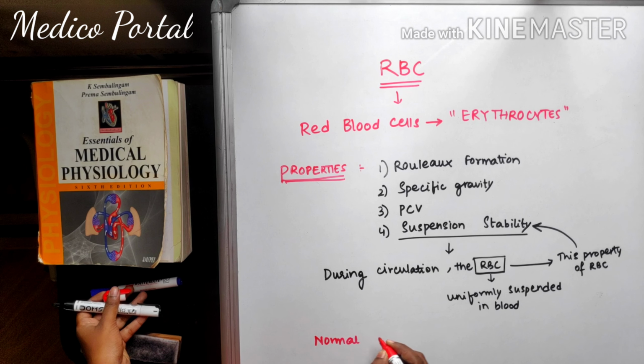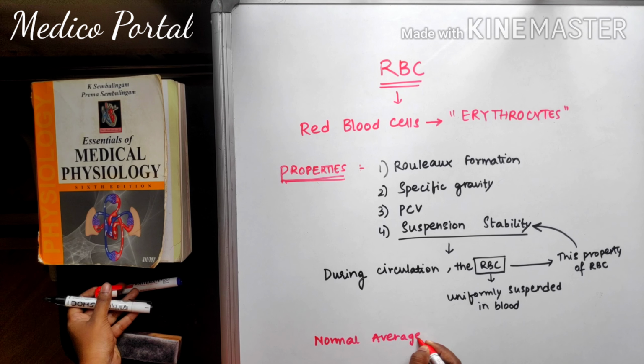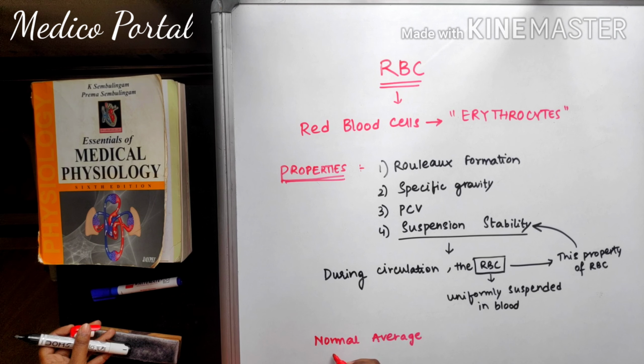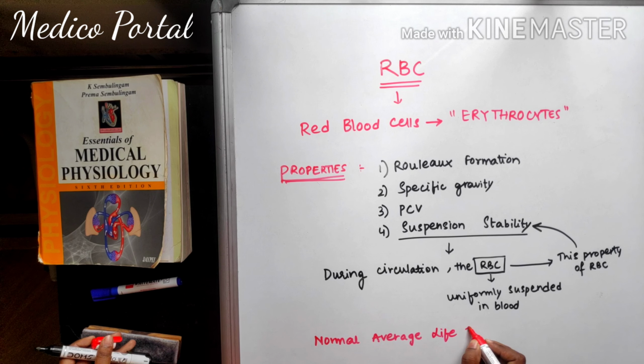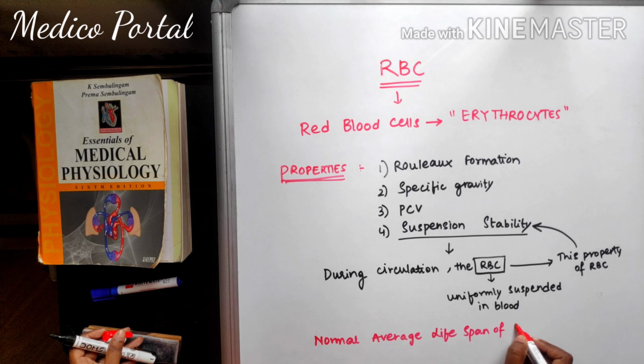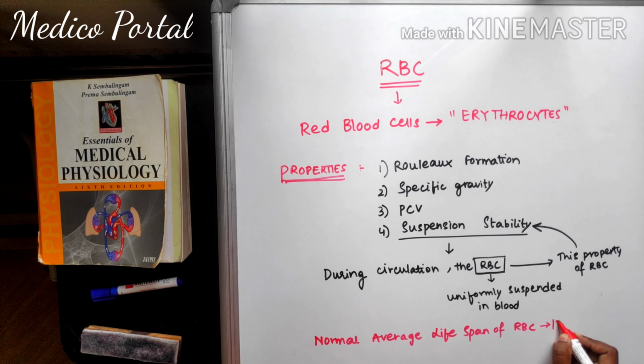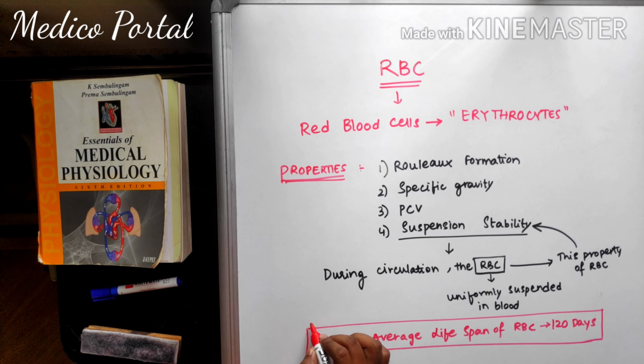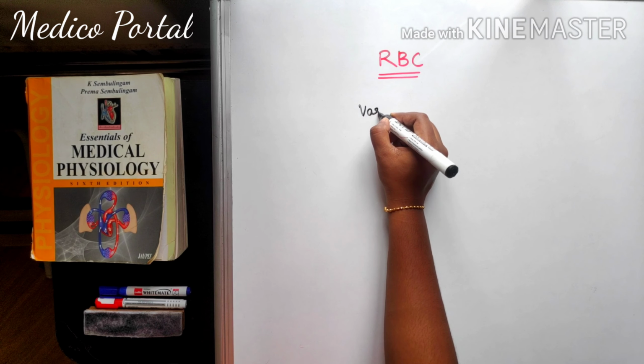And the normal lifespan, the average lifespan of our RBC, is 120 days. After these 120 days, the cell gets destroyed or it dies. This is a very important feature of RBC.